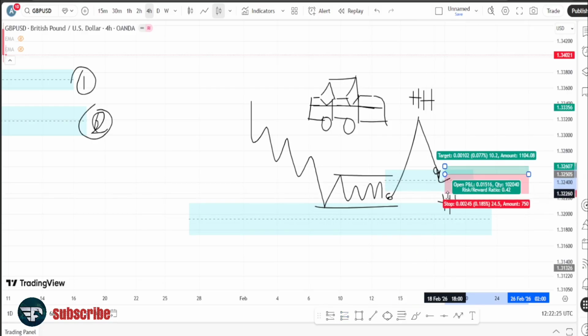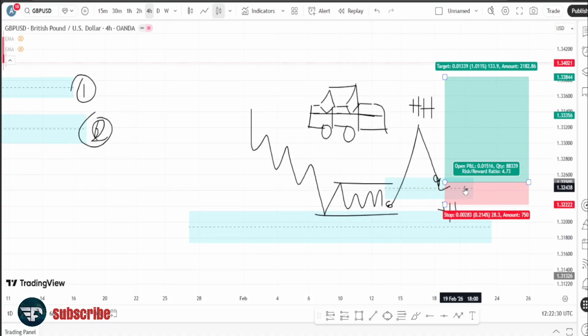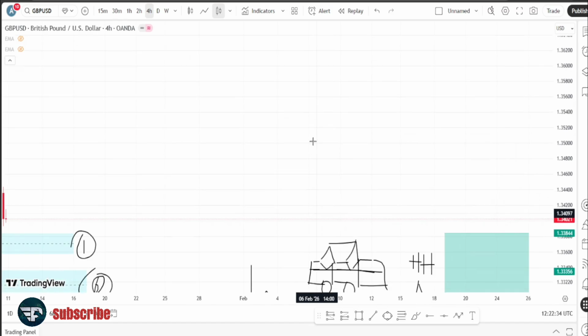Stop loss will be below here. We target 1:2 or 1:3. So this will be the entry for a buy zone, that is, for a demand zone. Now let's go to supply.